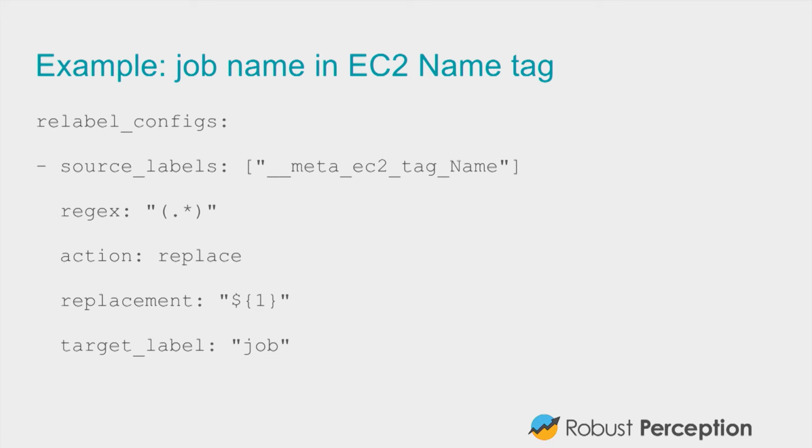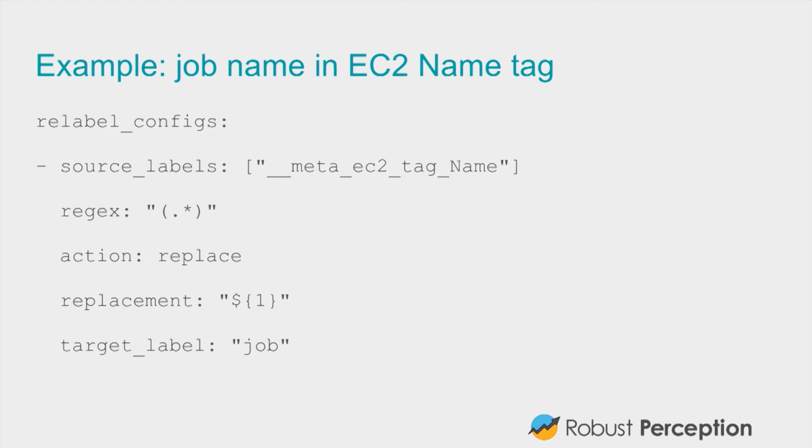So let's take an example. Let's say we want to take the EC2 name tag. That's the one that displays in the UI by default. We're going to have source labels __meta_ec2_tag_Name. The regex is .* and it's a capture group. So we're going to capture that entire thing. The replacement is the entire thing, the first matching group. And the target label is job, let's say. So that will end up with the job label of that. So it's basically just doing a straight copy from the EC2 tag name to the job label.